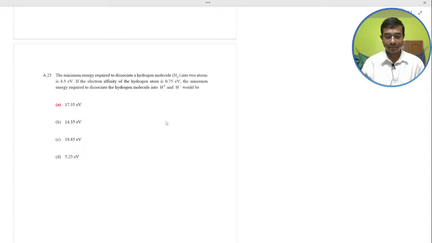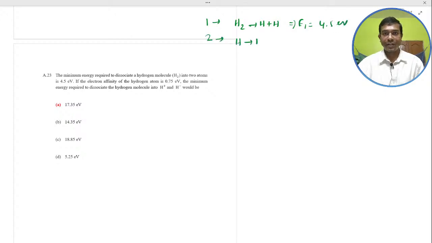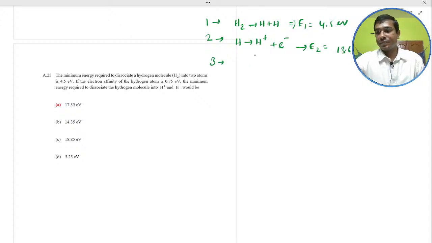Atomic physics. The process 1, H2 to H plus H. This is the E1, 4.5 electron volt. Second process, H2 to H plus and electron. This is the energy E2, 13.6 electron volt. And the process 3, energy release. These are the energies required.